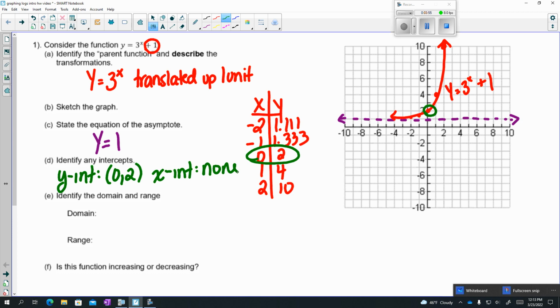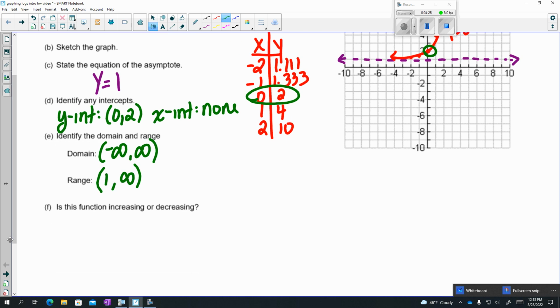My domain, which is my x values, is how far left and how far right my graph goes. For any exponential function that will never change, it's -infinity to +infinity. My range, however, does change. That's based on my asymptote. The lowest point that this graph will ever go is 1. It will never go below that asymptote. I do, however, have an arrow pointing up, so the highest is to infinity.